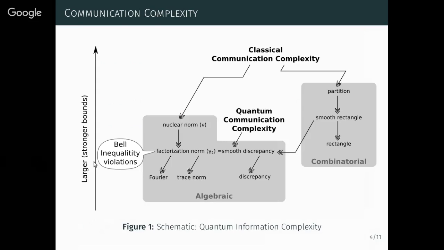So on the y-axis, the numbers increase. A larger number would mean a better bound, because you're giving a lower bound. I hope that's making sense. These arrows are also like that. So this classical communication complexity is bounded by this partition. It's a combinatorial technique for arriving at lower bounds.